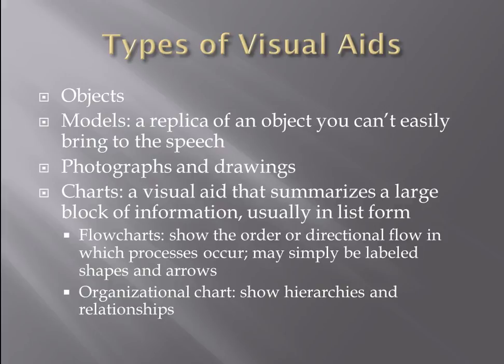Charts. Charts are by definition a visual aid that summarizes a large block of information, usually in a list form of some sort, but there are different kinds of charts. We can have flow charts. Flow charts show the order or directional flow in which processes occur. They may simply be labeled in shapes or arrows. Organizational charts show hierarchies and relationships to certain things. If you've ever worked in a corporation and on perhaps a bulletin board in the back, you've seen an organizational chart with a hierarchy of who does what jobs. That's going to be an organizational chart.